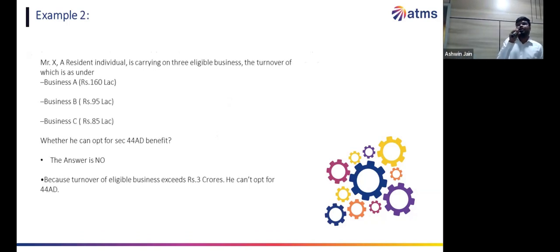X, an individual, is carrying on 3 eligible businesses. Turnover is as under for business A, business B, business C. Whether he can opt for 44AD benefit. On the turnover criterion, because turnover exceeds 3 crore, you cannot offer 44AD. Your turnover is above 3 crore, so you cannot opt for 44AD. You have to maintain regular books of accounts and declare income as per your regular books of accounts. There, the 8% and 6% criteria do not matter; whatever your profit is as per your books of accounts, you have to declare that.